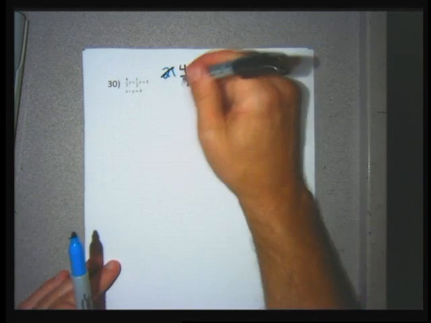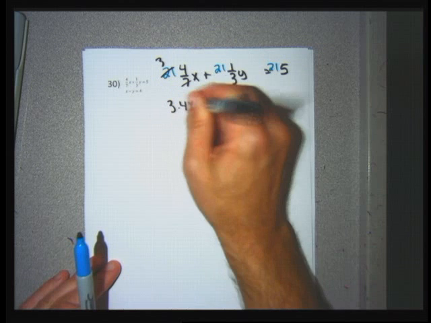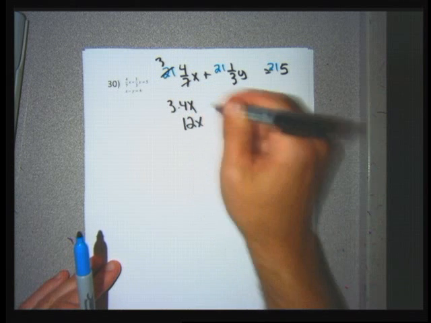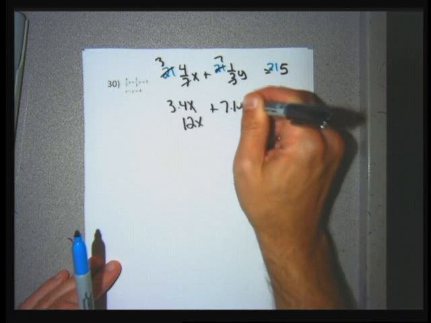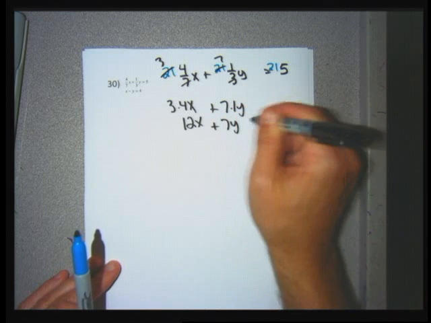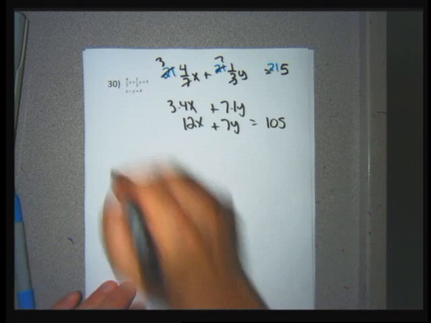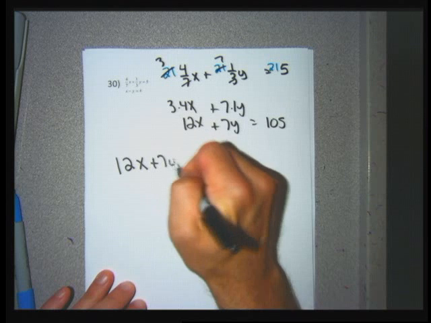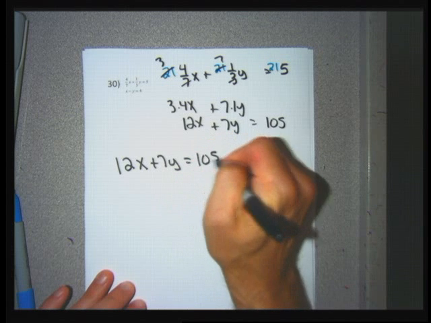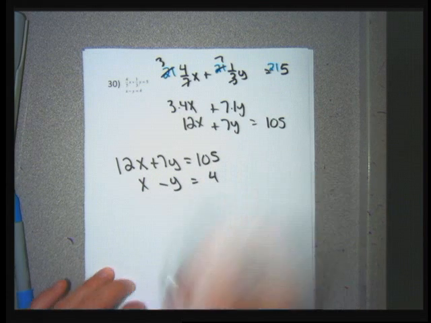Here I'm going to cancel. I'm going to get 3 times 4x, which is 12x. Here I cancel, and I'm left with 7 times 1y, which is 7y, and to the right of the equal sign, I get 105. So the equations I'm going to stack on top of each other are 12x plus 7y equals 105, the modified top equation, and x minus y equals 4, the original bottom equation.